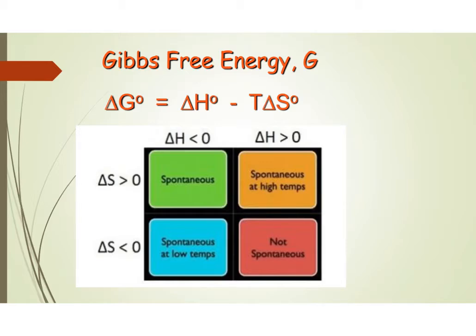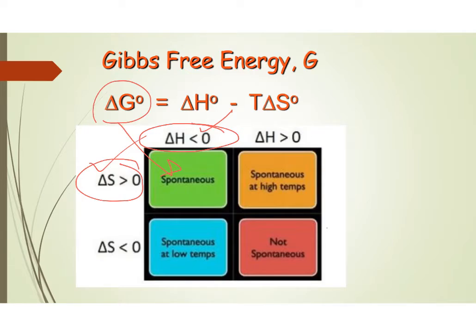Here's just another way of presenting the same information that may appeal to you more. So these are the situations where delta G is spontaneous, okay? It is always spontaneous when enthalpy is negative and entropy is positive. Remember, those are the two favorable situations.